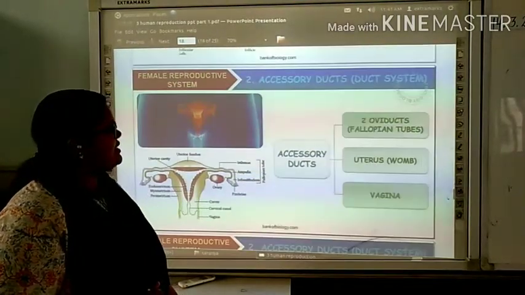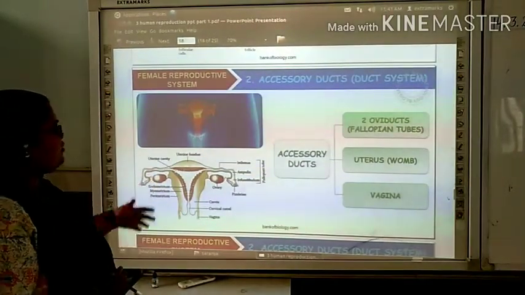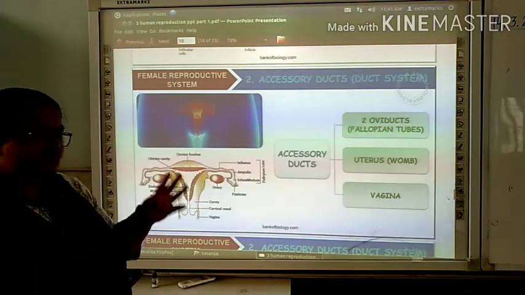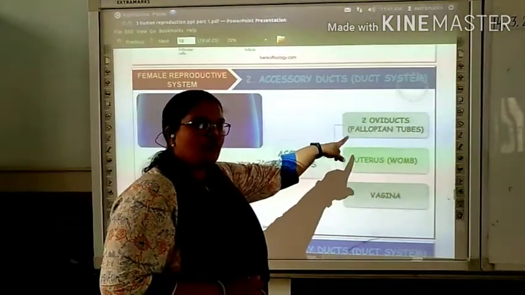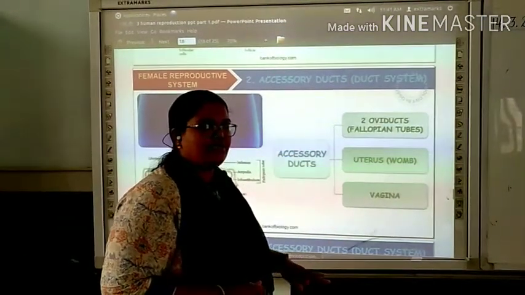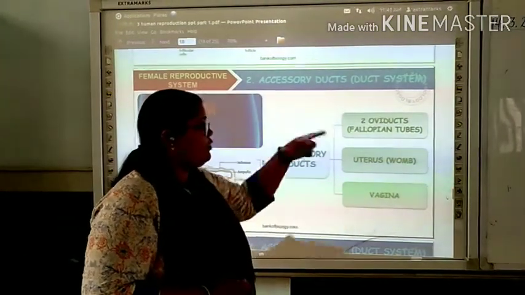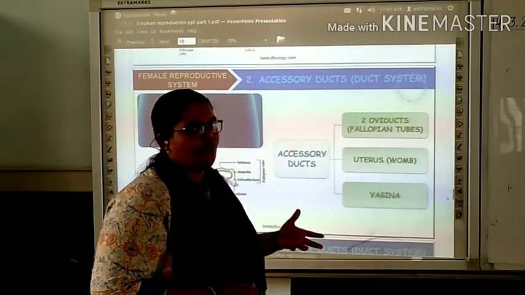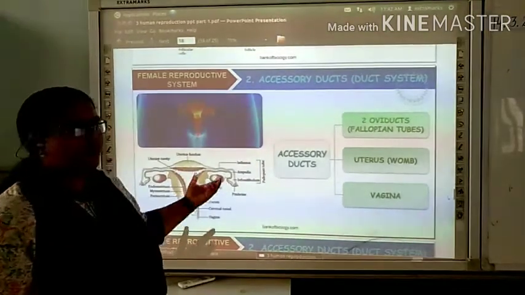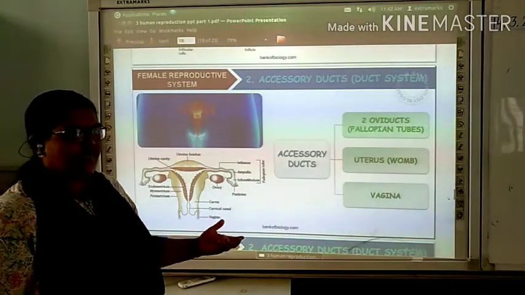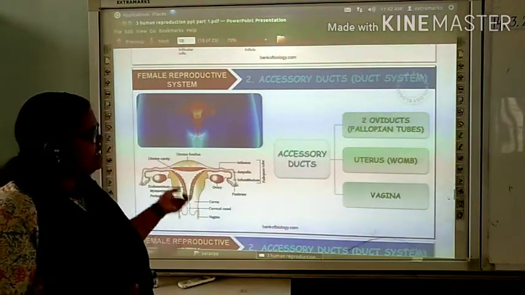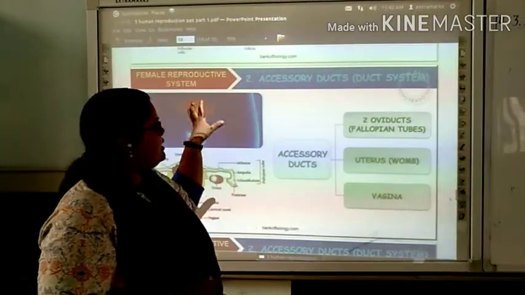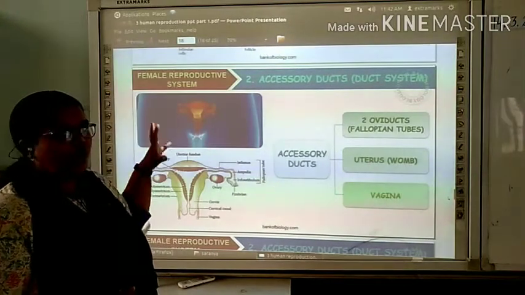Now, what are the accessory ducts, or the duct system, which is supporting the ovaries? Accessory ducts we can mainly divide into three parts. There will be two oviducts, that means a pair of oviducts, which is otherwise known as the fallopian tubules. There will be the uterus, or the womb, which helps in the implantation and the growth of the fetus. And the last part is called the vagina. So these are all the duct system which is supporting the ovary.